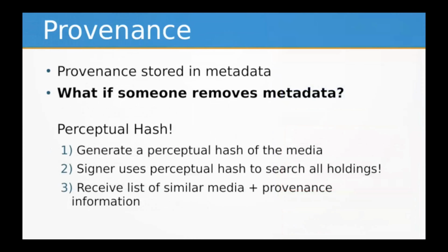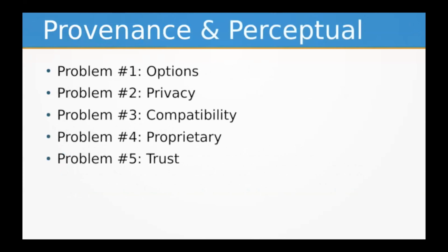Most provenance solutions attach the information to the media as metadata. However, many tools and services, including Twitter and Facebook, strip out metadata. So what happens if someone removes the metadata? If this happens, then we could use a perceptual hash to find the media's provenance information. For example, we could generate a perceptual hash from the media and provide it to a signing authority. The signer could use the perceptual hash to search all of their holdings and then return a list of similar media and provenance information. This does introduce a few problems.